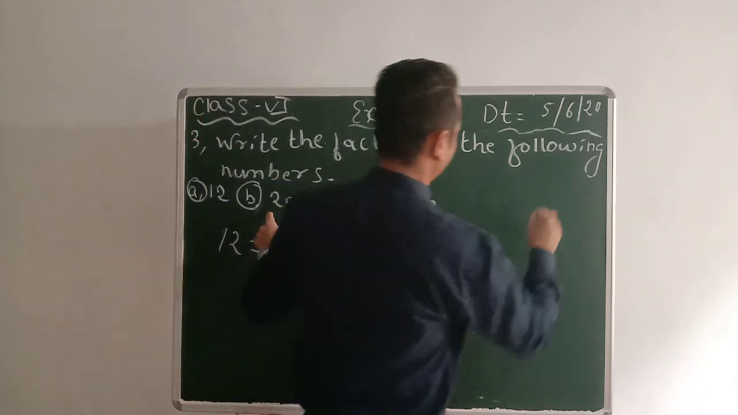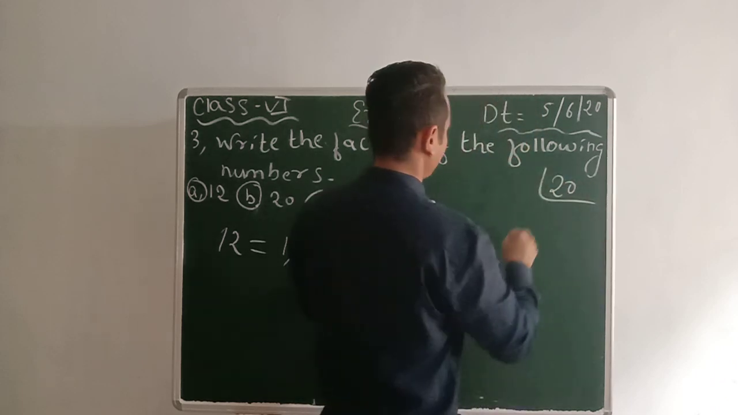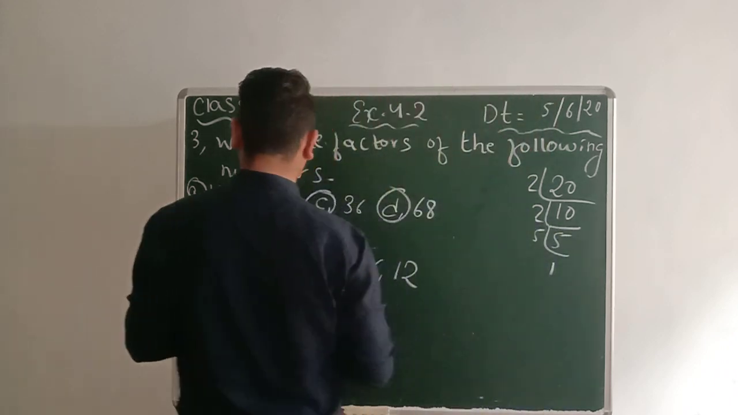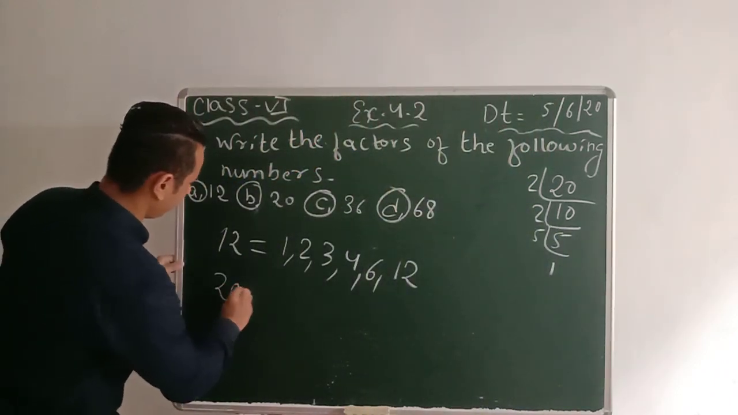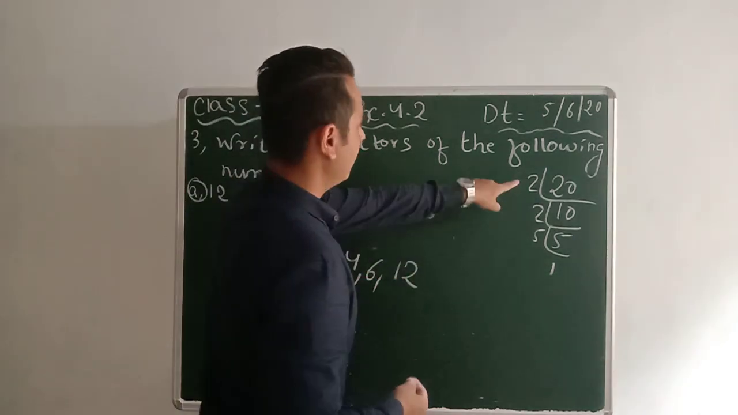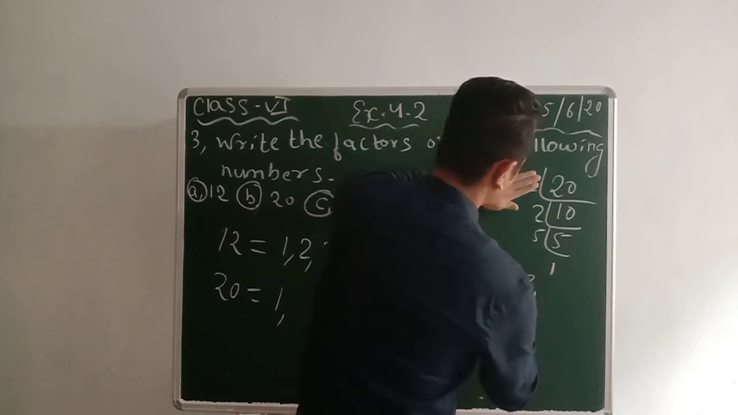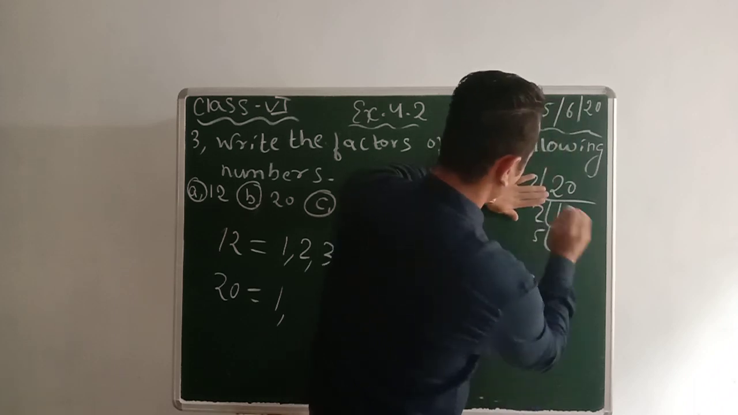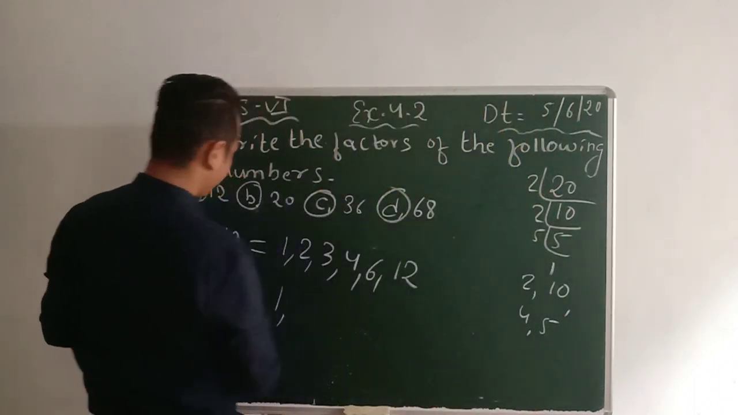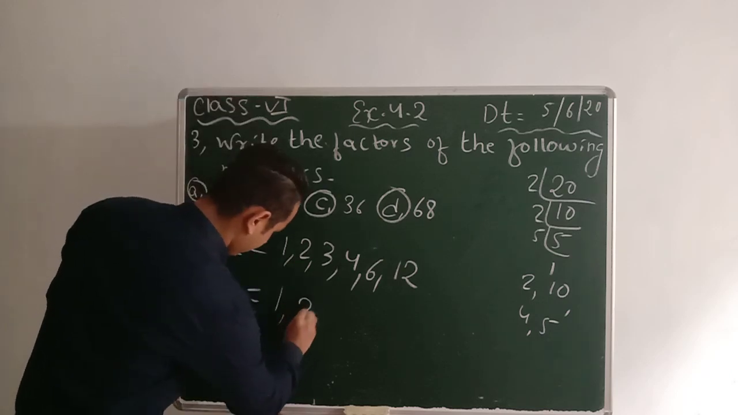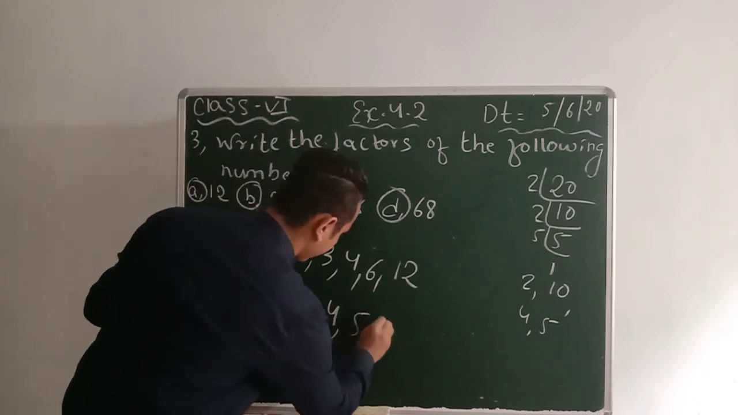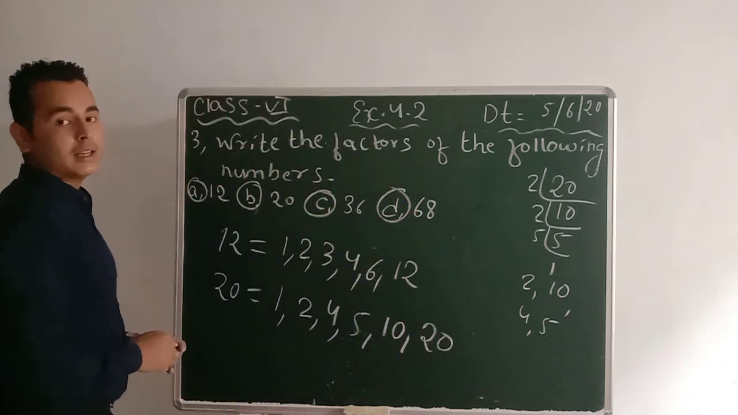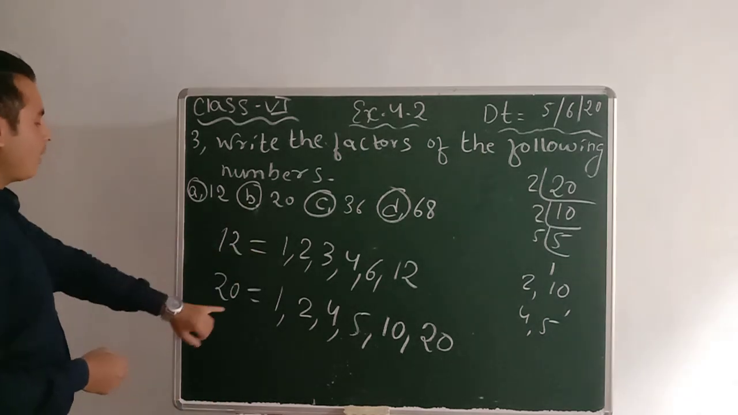Now number B is 20. 2 10s are 20, 2 5s are 10, 5 1s are 5. Okay, that means factors of 20. 1 will be the factor, obviously, and if you take 2, then remaining will be 10. If you take 4, 2 2s are 4, remaining will be 5. That means factors of 20 are 1, 2, 4, 5, 10 and 20 itself, because every number is a factor of itself. So 12 done, 20 done.